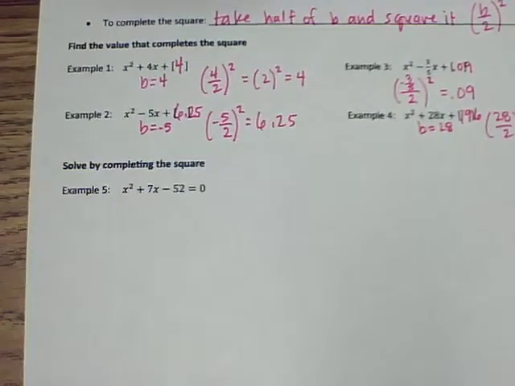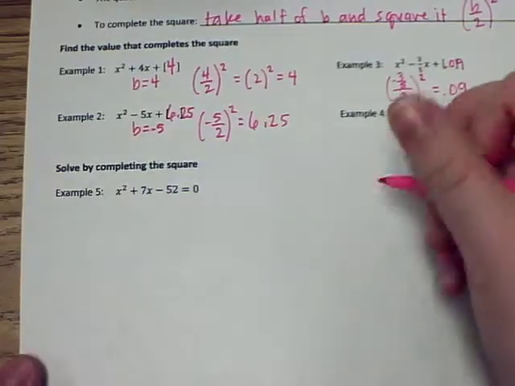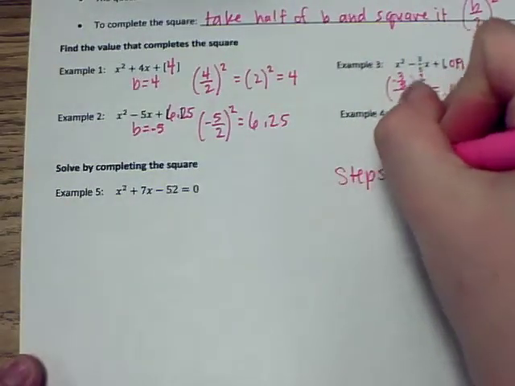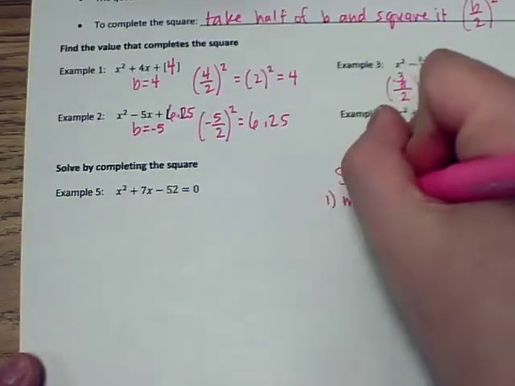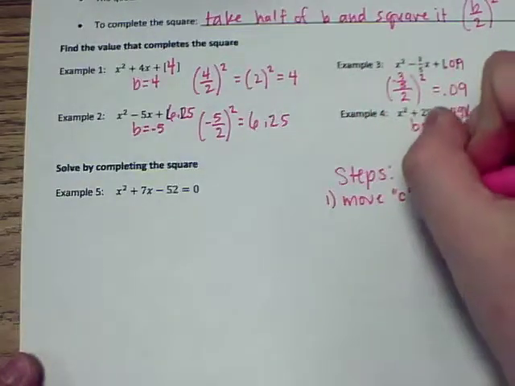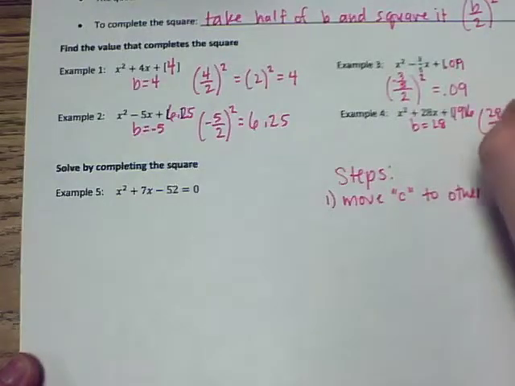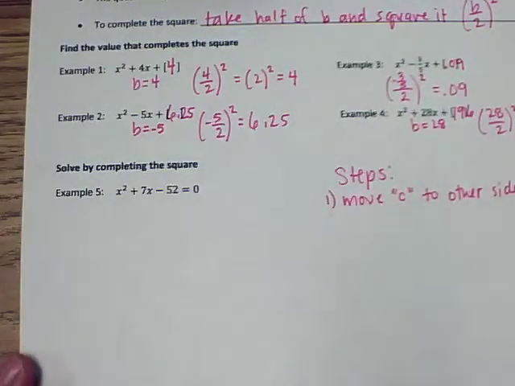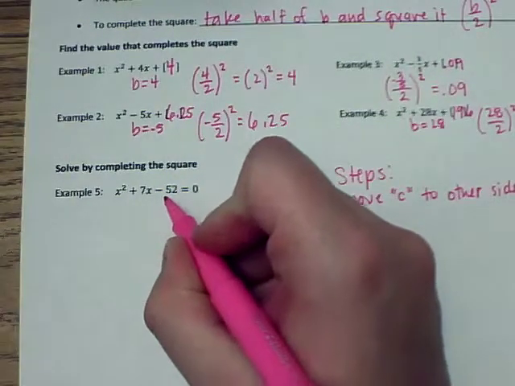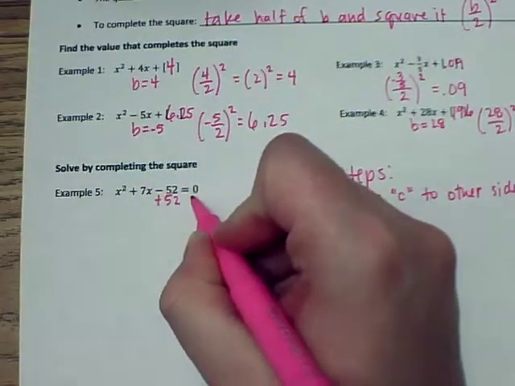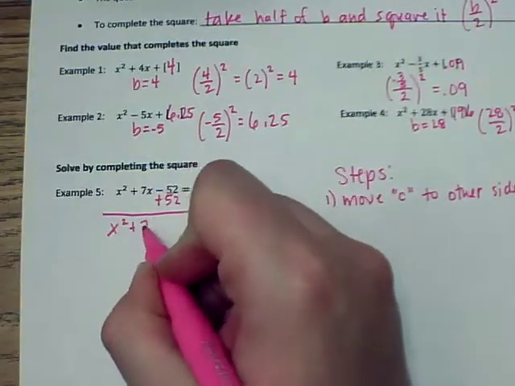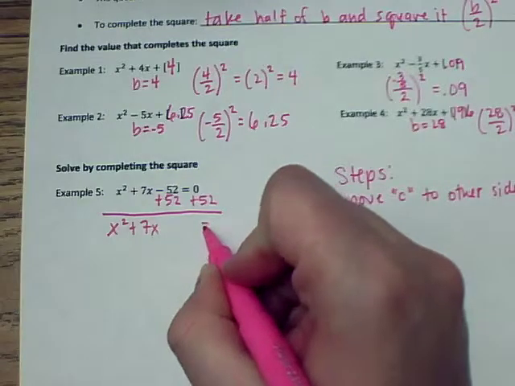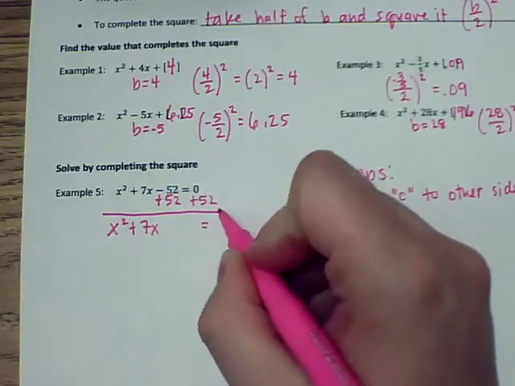Alright, in order to solve by completing the square, we're going to write some steps down. The first thing that you need to do is move your C term to the other side. So it needs to be on the opposite side of the rest of it. So for example 5, in order to move that, I'm going to add 52. So now I have x squared plus 7x. I'm going to leave a little space here, and you'll see why in just a minute. 0 plus 52 is 52.